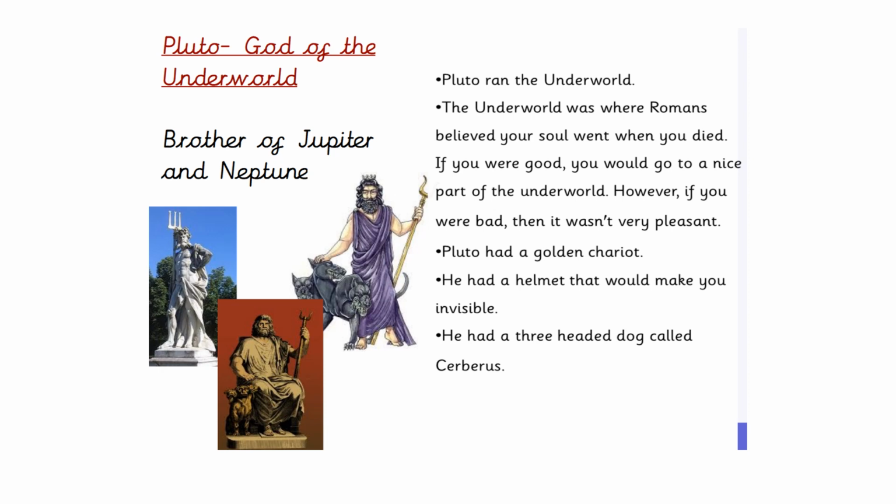Pluto, god of the underworld. So the brothers are Jupiter and Neptune. So Pluto ran the underworld, and the underworld was where Romans believed your soul went when you died. If you were good, you'd go to a nice part of the underworld. However, if you were bad, then it wasn't very pleasant or nice. Pluto had a golden chariot. He had a helmet that would make you invisible, and he had a 3-headed dog called Cerberus.